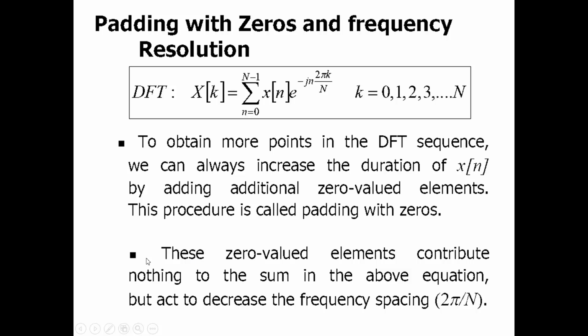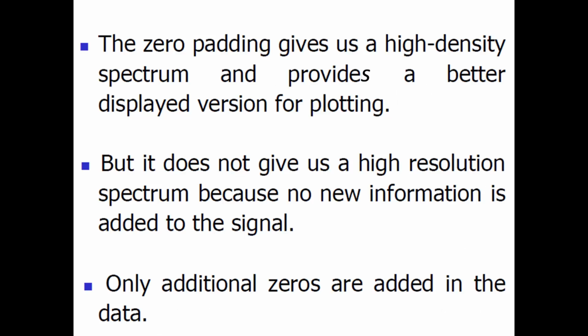Now, these zero valued elements contribute nothing to the sum in the above equation, but the advantage is that they act to decrease the frequency spacing, that means 2 pi by N, if you pad zeros into the sequence. The zero padding gives us a high density spectrum and provides a better displayed version for plotting, but it does not give a high resolution spectrum because no new information is being added to the signal. Only we are adding zero.